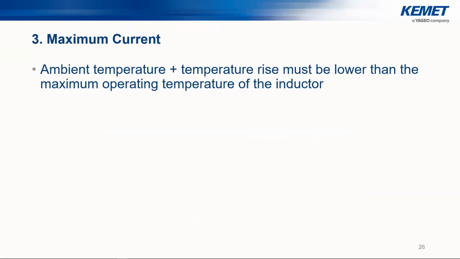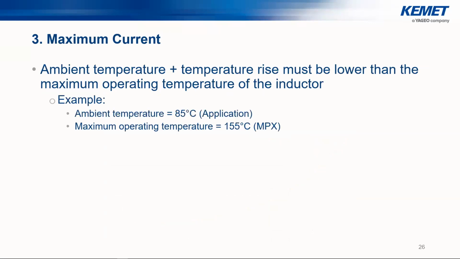This sounds complicated, but I give you an example. Let's assume the ambient temperature of your application is 85 degrees. It's just an example. You decide to use an item with 155 degrees maximum operating temperature. This is given by the supplier, so by us. And our MPX series, for example, can be used up to 155 degrees. So this is a given fact, and this is coming from your application. I don't know this value, but I know this value.